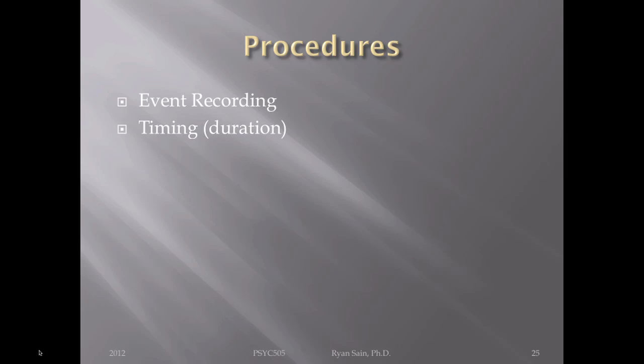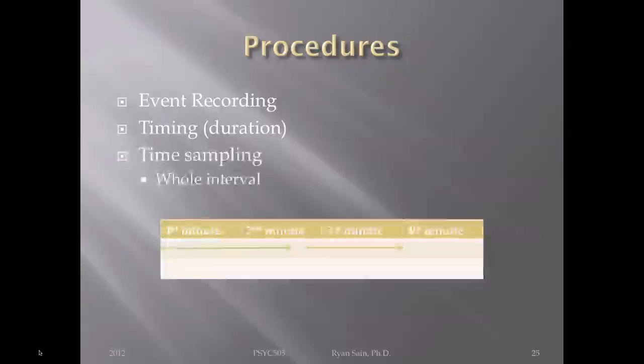Then you've got time sampling methods, so there are all sorts of different methods here. We've got the whole interval procedures. Look at this one. If we go, okay, in the first minute, the second minute, the third minute, and the fourth minute, those are the intervals that we're looking at here. So the question is, when did the behavior start? The arrow is where the behavior starts, and it stops at the end of the arrow.